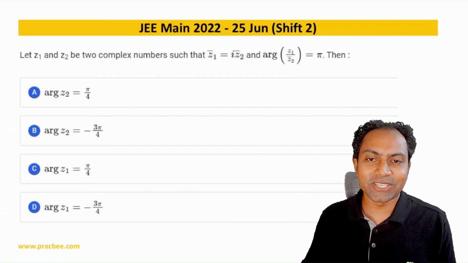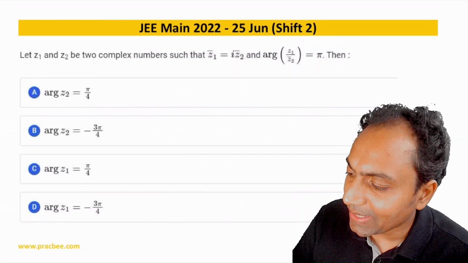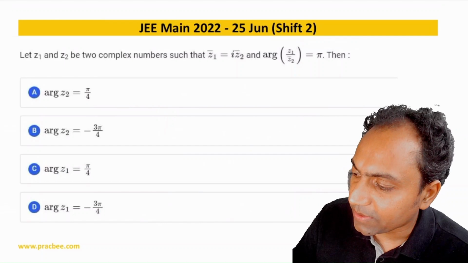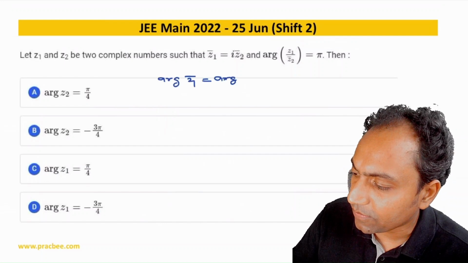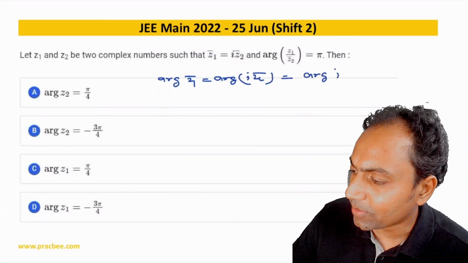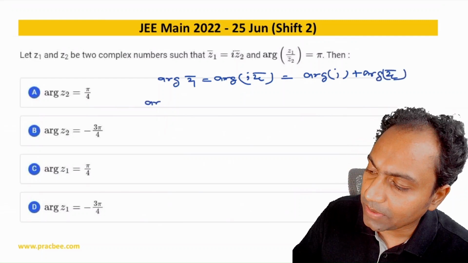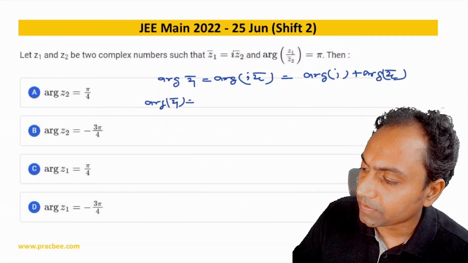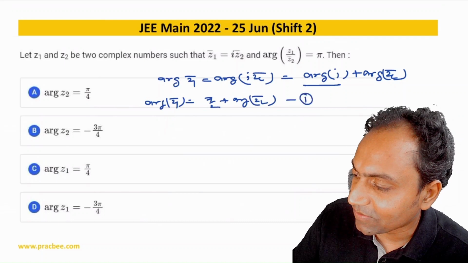And in fact, two relations are given and we have to comment on the argument of z1 and z2. So now if I take argument on this first statement, we can write argument of z1 bar as nothing but argument of i z2 bar. And using the properties, I can write this as argument of i plus argument of z2 bar. So it becomes argument of z1 bar equals argument of i, which is pi by 2, plus argument of z2 bar. This is my first equation.